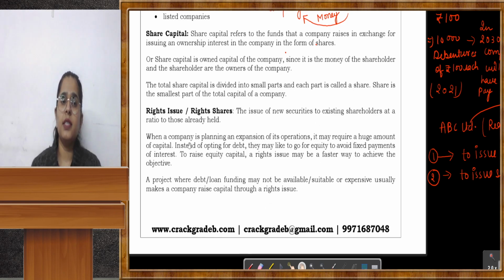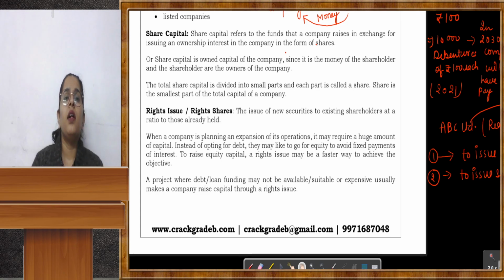What they're saying here is when a company is planning an expansion of its operation, it may require a huge amount of capital. Obviously, a lot of funds are required for an expansion. So instead of opting for debt, instead of going for debentures, they may like to go for equity to avoid fixed payment of interest. To raise equity capital, a rights issue may be a faster way to achieve the objective.